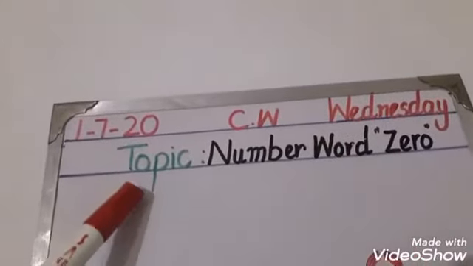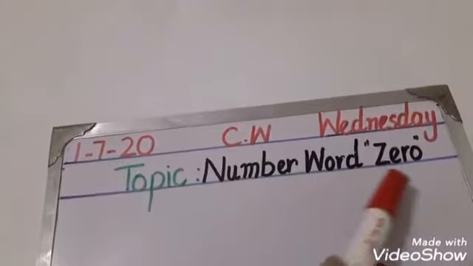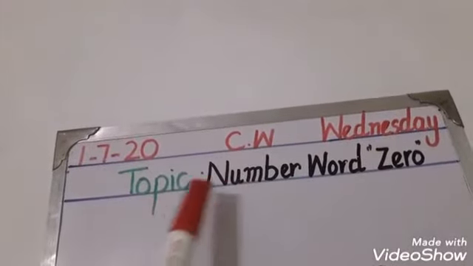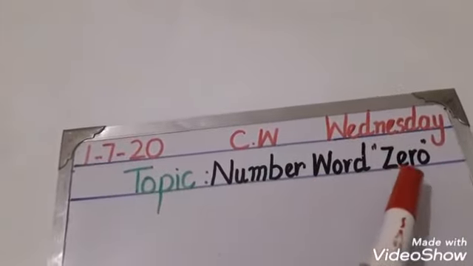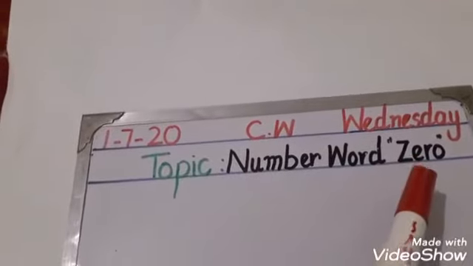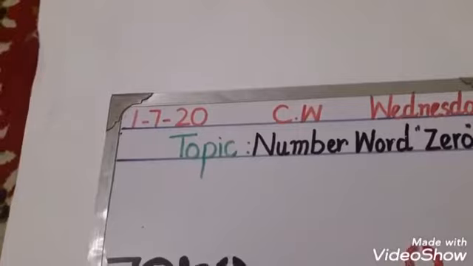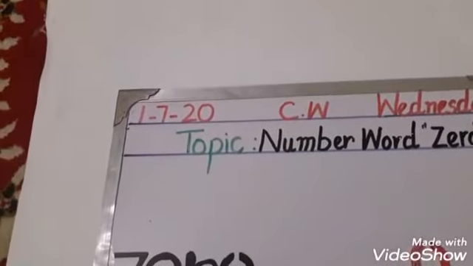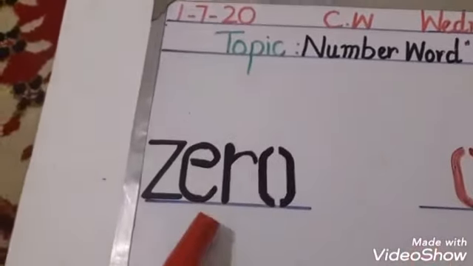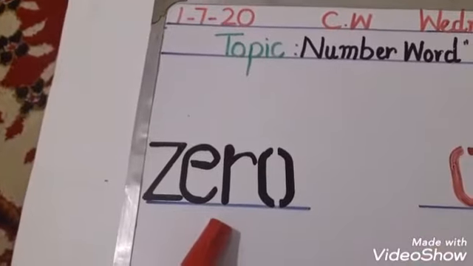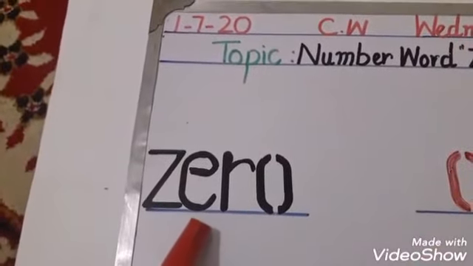Our topic is number word 0. 0 means nothing. 0 presents no objects. This is 0. And what is the spelling of 0?